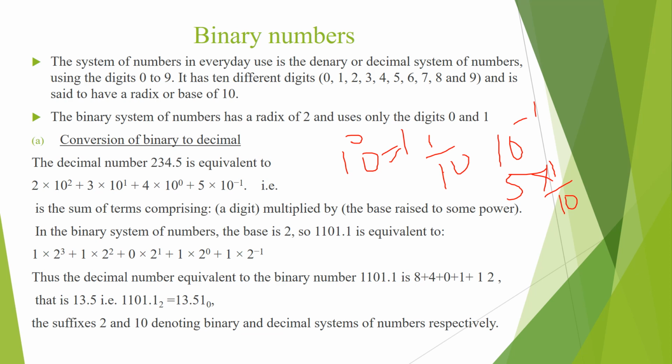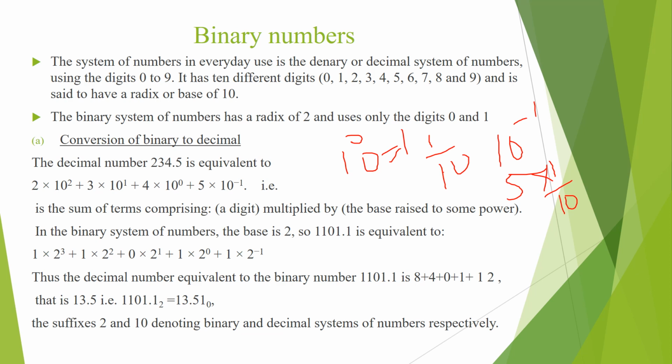So now if we take 2 times 10 raised to power 2, plus 3 times 10 raised to power 1, plus 4 times 10 raised to power 0, plus 5 times 10 raised to power negative 1, we are able to get the sum of the terms comprising the number. That is simply what we can say: the number is the sum of the terms in which each digit is multiplied by the base raised to the power of its place.